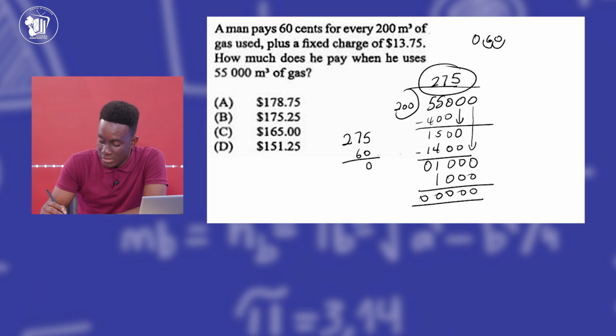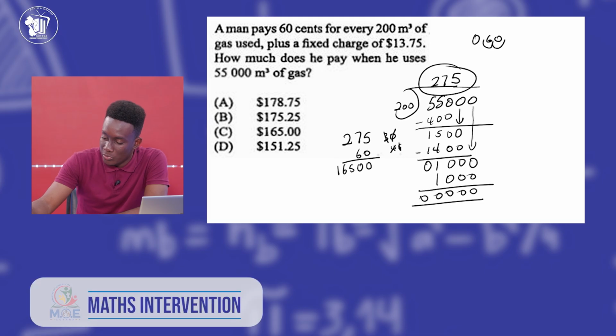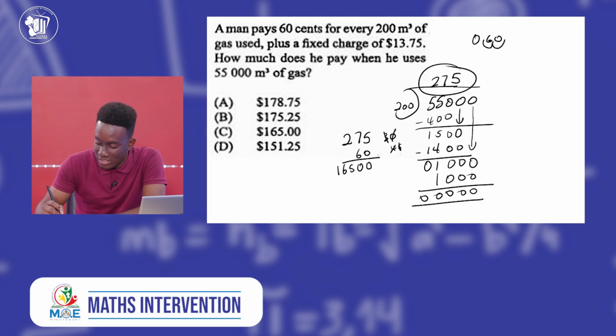So this 0 goes here. 6 times 5 is 30. 6 times 7 would be 42. 42 plus 3 would be 45. And 6 times 2 is 12. 12 plus 4 would be 16. So we have 16,5 and remember we jumped the decimal 0.60 two times, so we have to move back the point 2 times from here, so we jump 1, 2. So $165 is how much he paid.